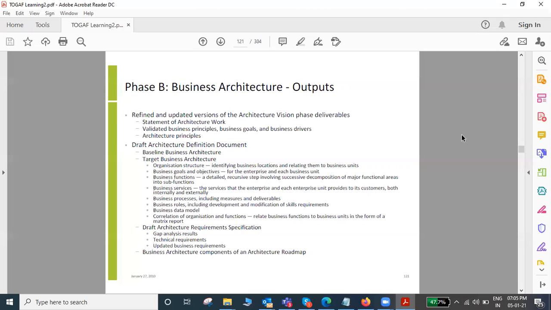We have business services, so the services that the enterprise and each enterprise unit provides to its customers, both internally and externally. As a matter of fact, if you're talking about business services, we have different types of services. The customers, internal or external, how are you going to apply all those things to the customers?